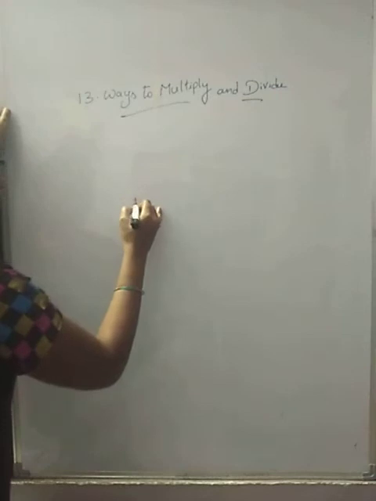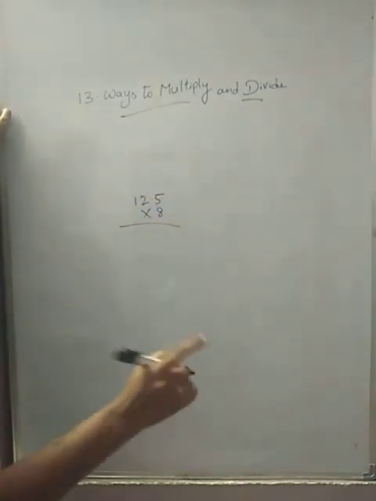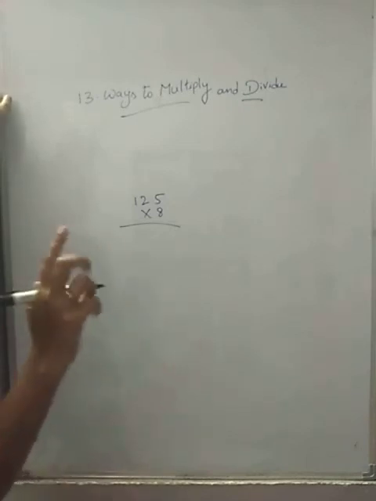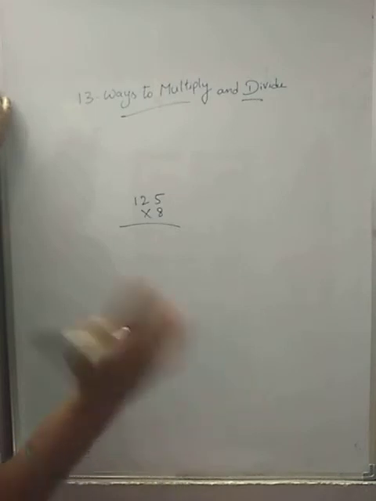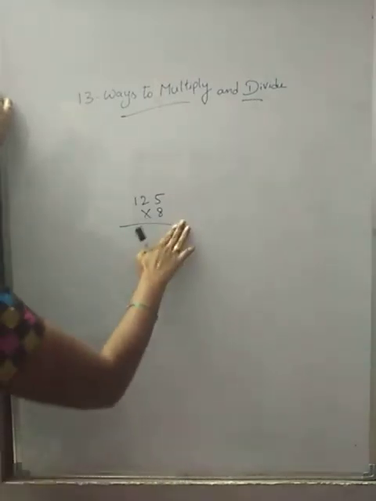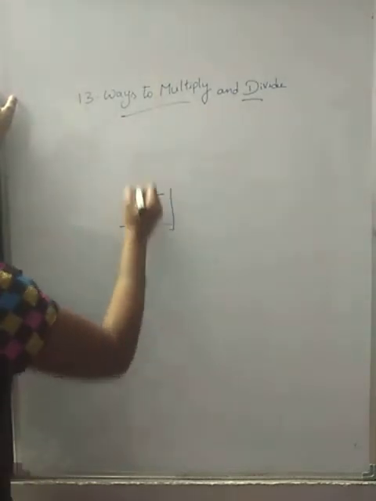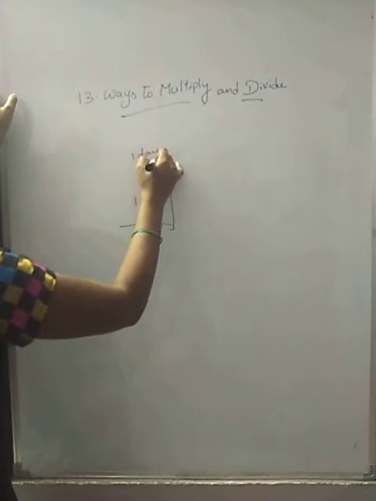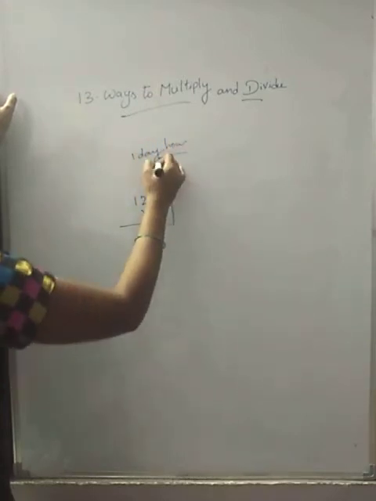Now 125 people, they are drinking for one day, 8 glasses each. Suppose 2 people, 2 into 8 is 16 glasses, 3 into 8 is 24 glasses. Like that 125 people are drinking 8 glasses each for one day. So this is for one day. How many glasses of water are they drinking in one day?